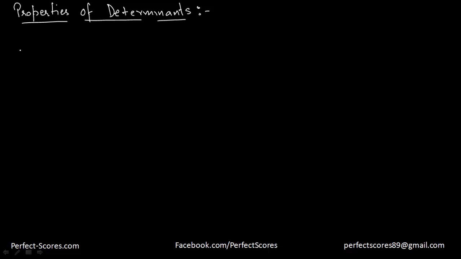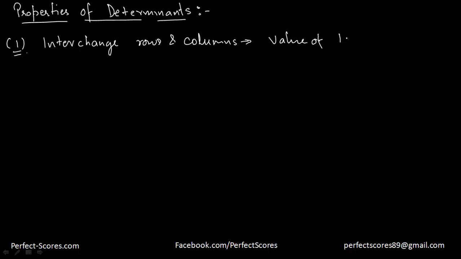So let's talk about the first property of the determinants, which says that if you interchange the rows and columns, the value of the determinant is going to remain unchanged. So the value of the determinant is going to be unchanged. Right. So let me show you that in terms of an example.